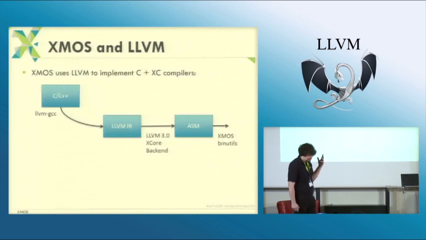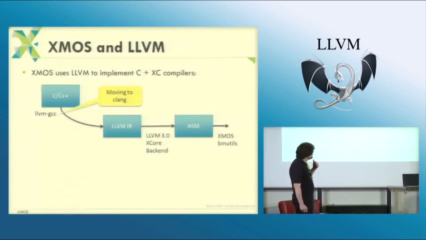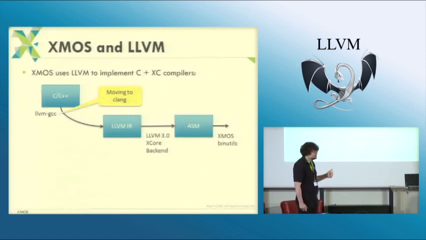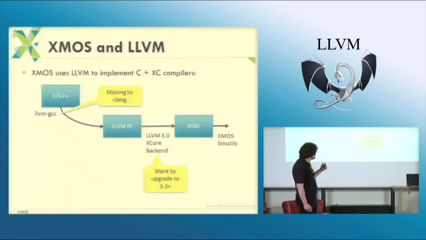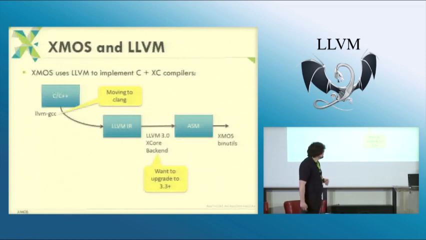We have a C and C++ compiler that goes via LLVM GCC. We're hoping to move to Clang soon, to LLVM IR, which then we use the XCore backend, where XCore is our instruction set architecture. Currently we're on 3.0, mainly because of LLVM GCC, but we're hoping to upgrade that to something more modern. And then that goes to our binary utilities.